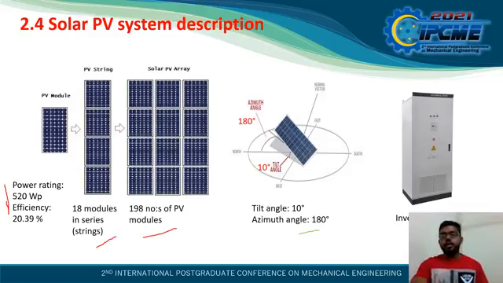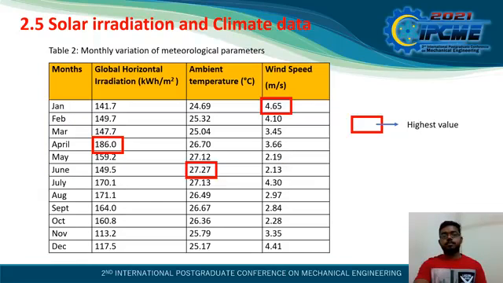And the azimuth angle is kept at 180 degrees. That is because in the northern hemisphere, the solar PV system has to face the southern side for maximum energy production. Also, a 100 kilowatt inverter, a single inverter, is chosen for the proposed solar PV system.